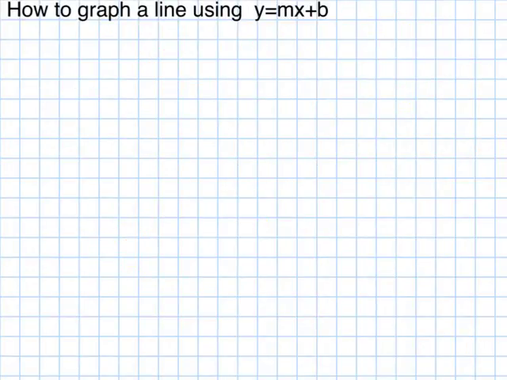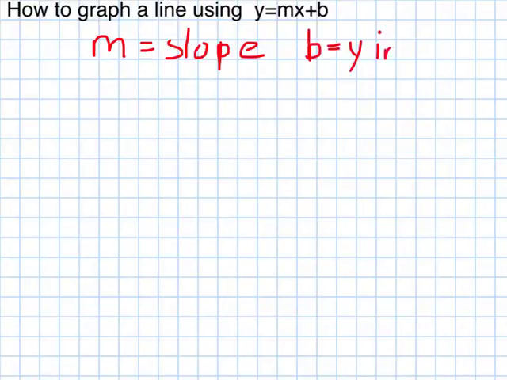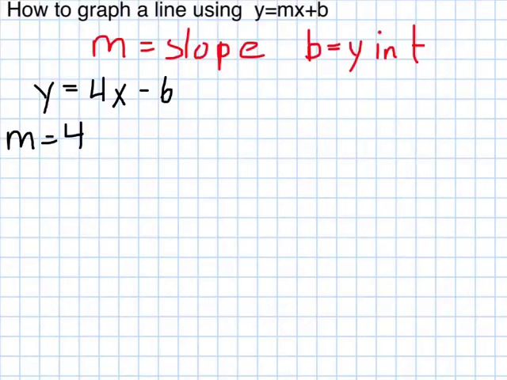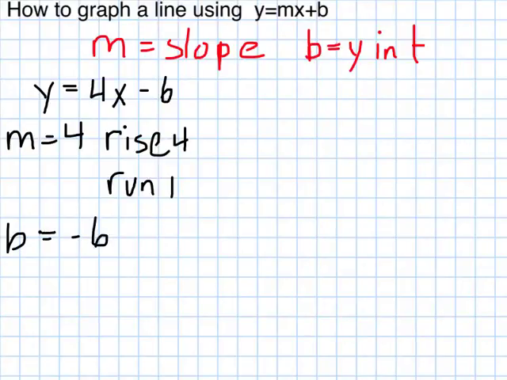Okay, the last way, and usually the most effective way, to graph an equation is to put the equation into the form y equals mx plus b. So we know that m is equal to the slope and b is the y-intercept. So if we know those two things, then if I have an equation in this form, so let's say I have y equals 4x minus 6. We can graph that line because we know our slope is 4. That means rise 4 and run 1. And our y-intercept is negative 6, so that means that is our starting point.